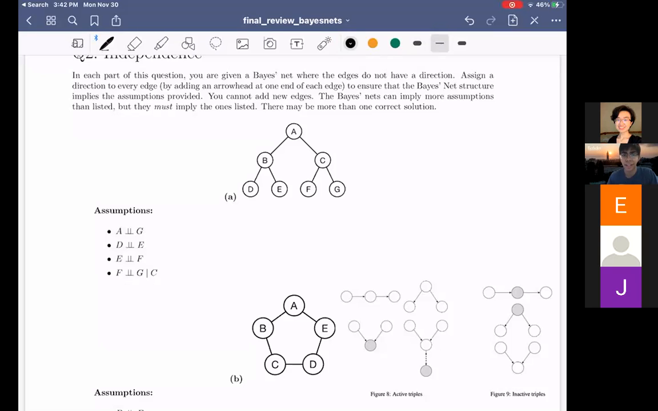Yeah, Shreyans, that's right. And a triple is active when this node X can influence this node Z. And a triple is inactive when this node X cannot influence this node Z. In particular, here X is not guaranteed to be independent of Z, but here X is guaranteed to be independent of Z, given Y.